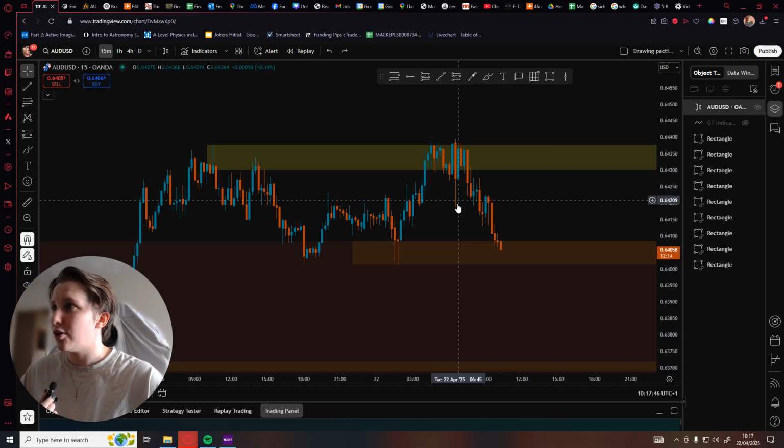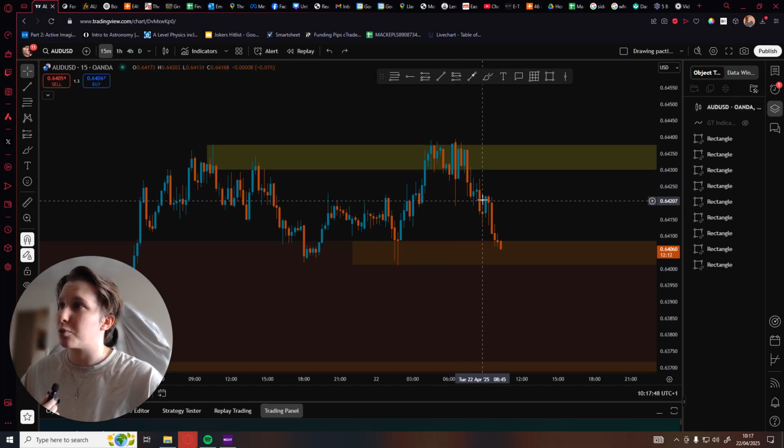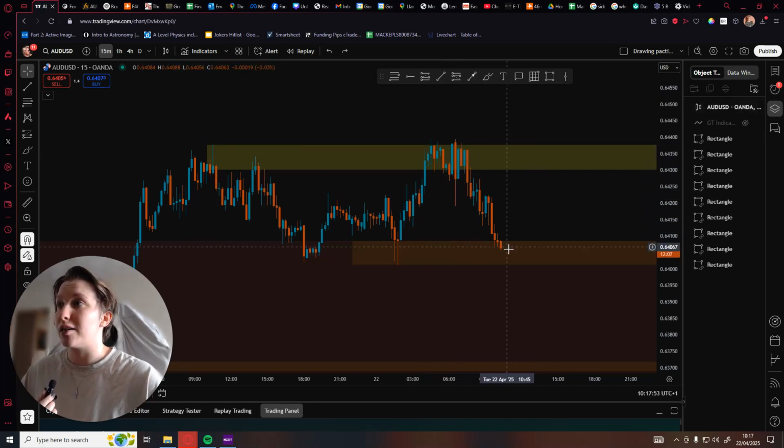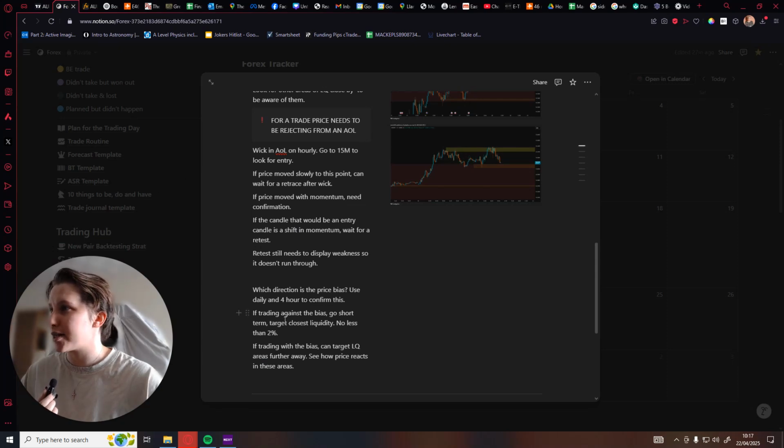We saw this wick, didn't know how price was going to react to it. It could have just filled this wick and then continued upwards. So I wasn't happy with how this price action looked here, although it did move down. It's not something that looked nice for me and I didn't want to trade it.